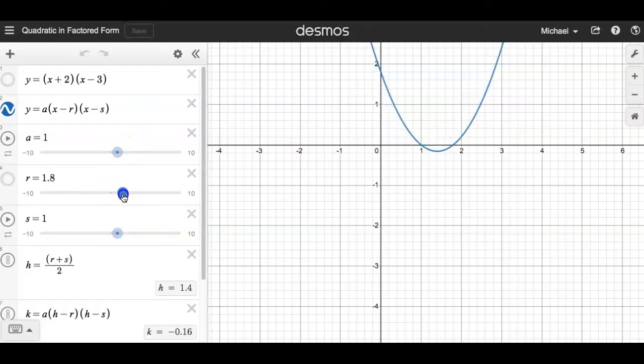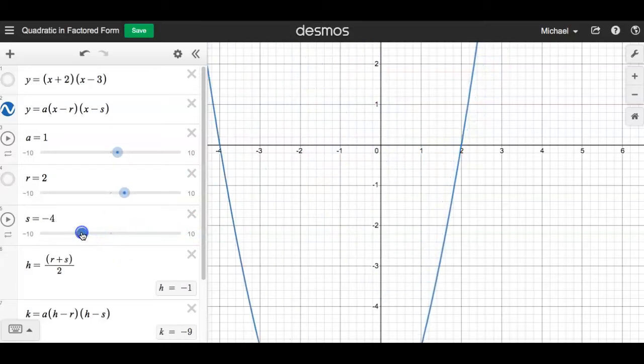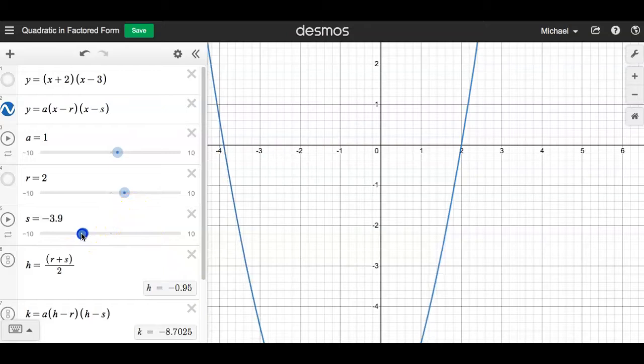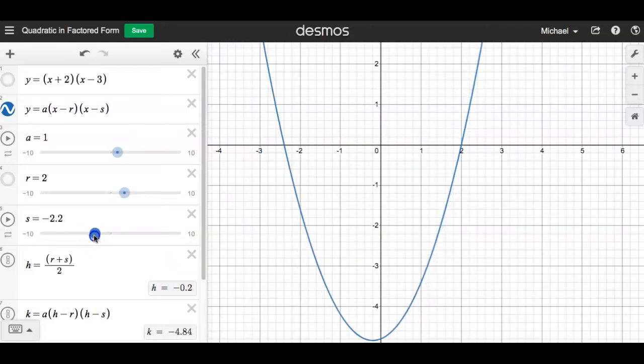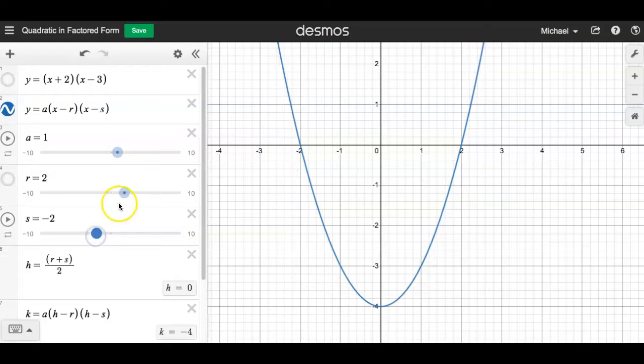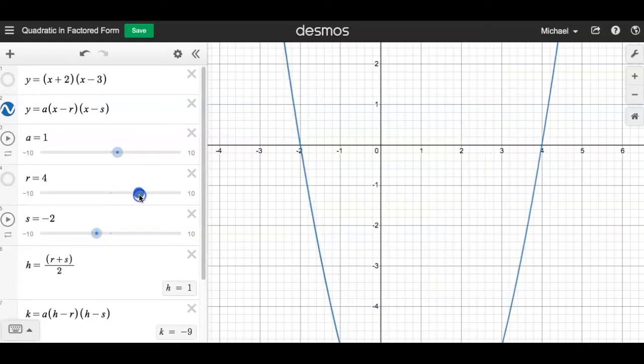All right, I'm going to leave the A at 1. Let's slide this up to maybe 2, so it goes through at 2. I want a nice easy vertex too. Let's slide this back. I'm thinking about putting it like right there at -4. See, the vertex here is at -1, -9. You see that? I'm going to move these around a little bit. What if I put this one at -2? See how you can move these around a little bit? Well, what if I put this one at 4? What about right there? Yeah, I like that.